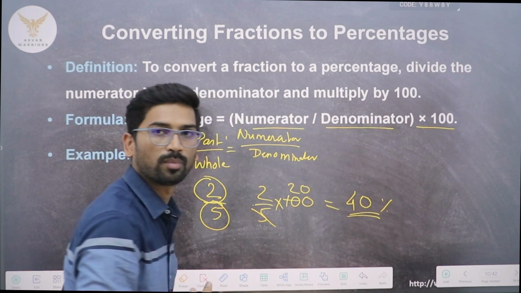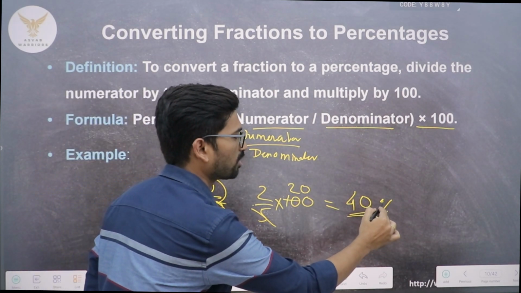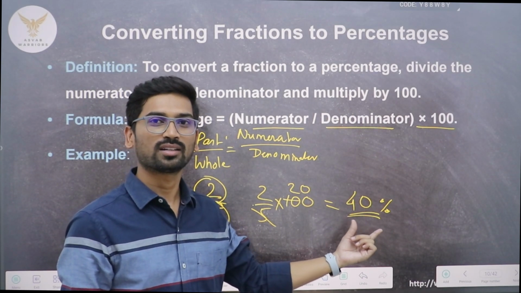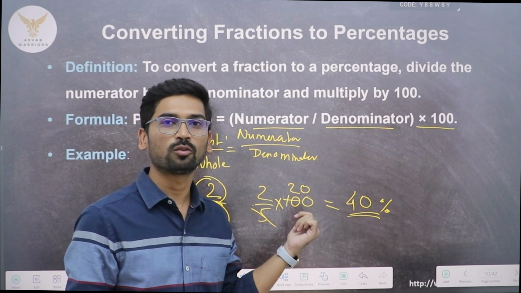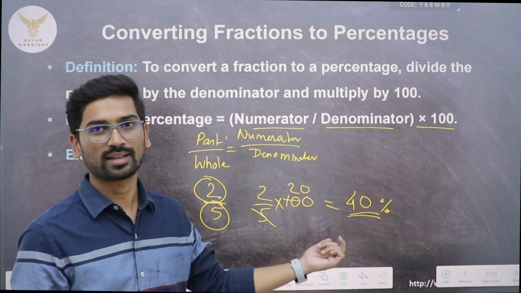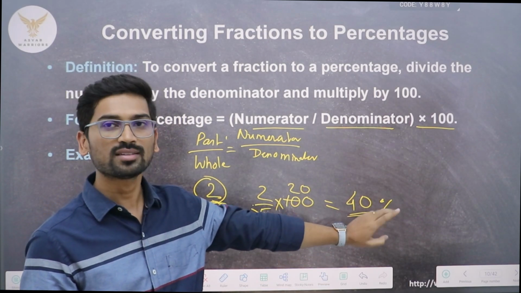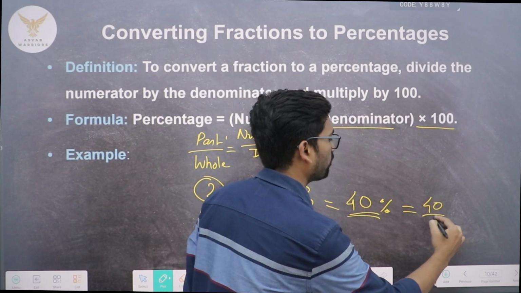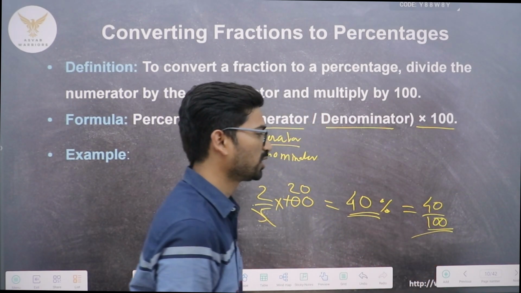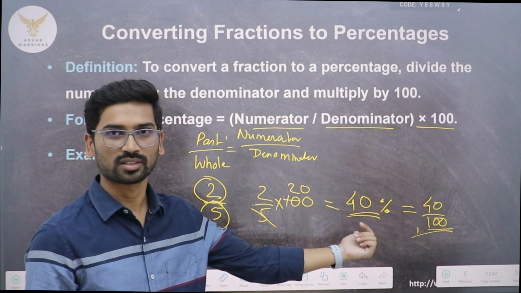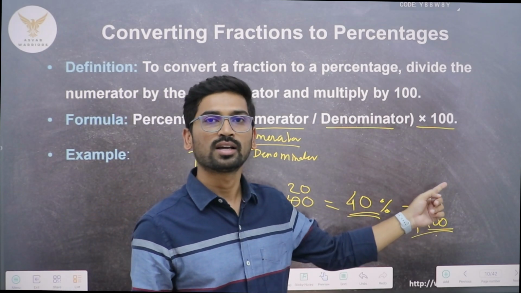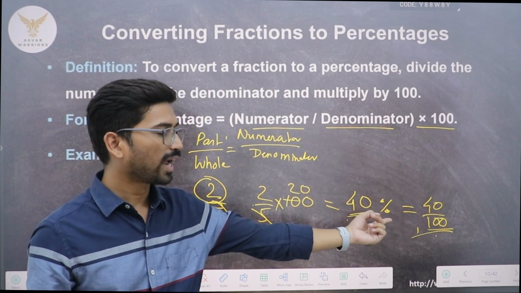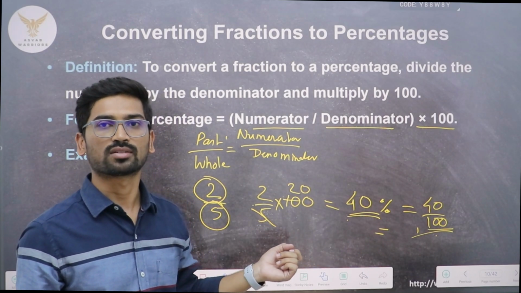This sign is percentage. If there is this sign of percentage, it means that there is 100 in the denominator. And if you don't want to write the denominator as 100, you just write this sign like this. We can write 40/100. This one is also a percentage, but this one is expressed as a fraction. 40/100 is nothing but a fraction, and 40 with this sign is a percentage.